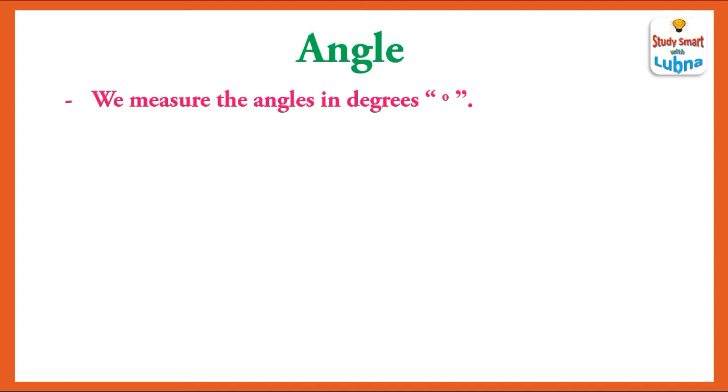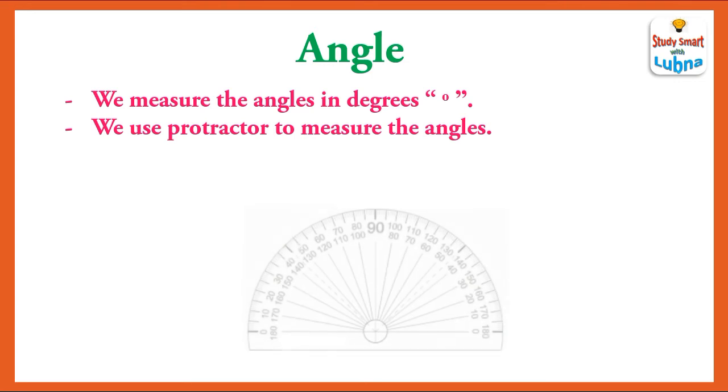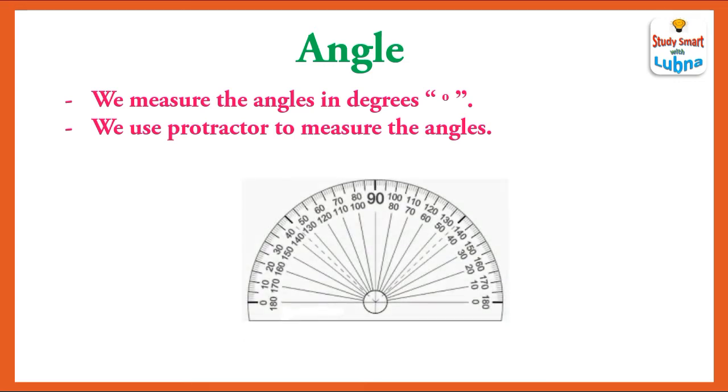We measure the angles in degrees. This is the symbol of degree. And we use a protractor to measure the angles. This is an example of a protractor. We use it to measure the different types of angle.